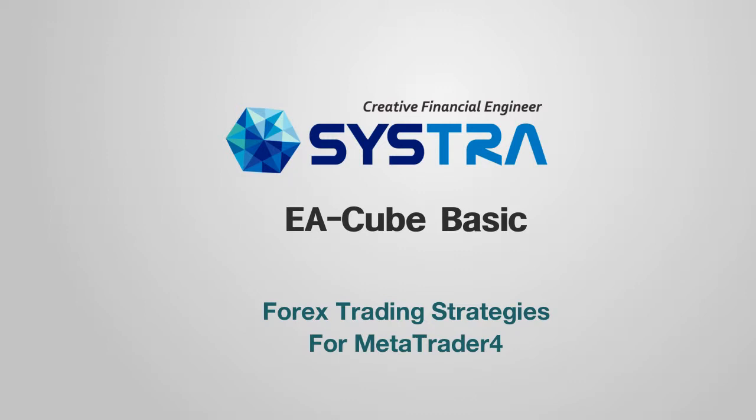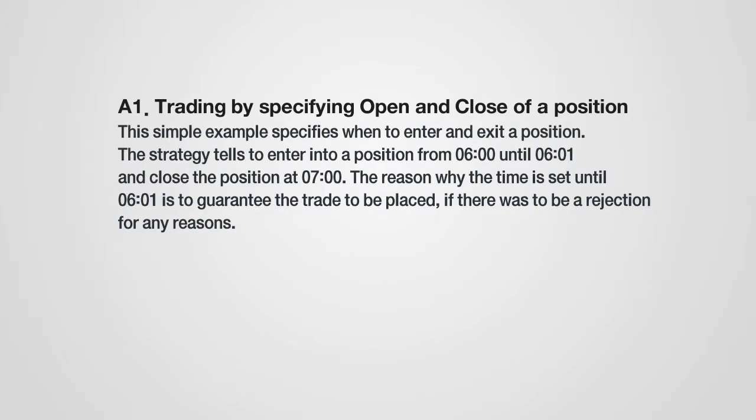Today we would like to make an EA that trades by specifying open and close of a position. The particular example specifies when to enter and exit a position. The strategy tells us to enter into a position from 6 until 6:01 and close a position at 7. The reason why the time is set until 6:01 is to guarantee the trade to be placed if there was to be a rejection for any reasons.